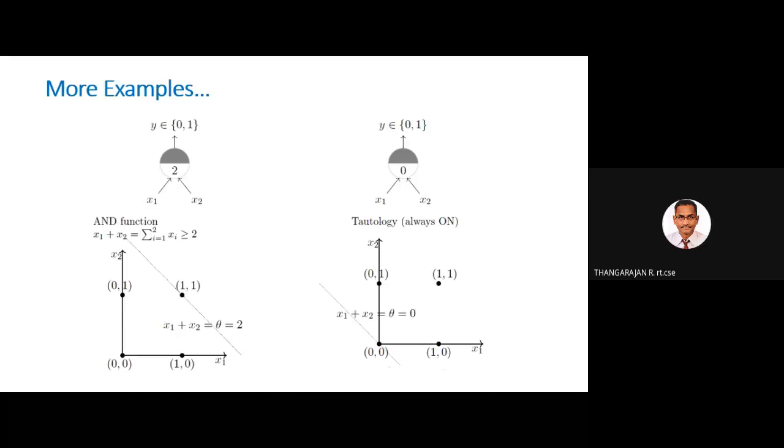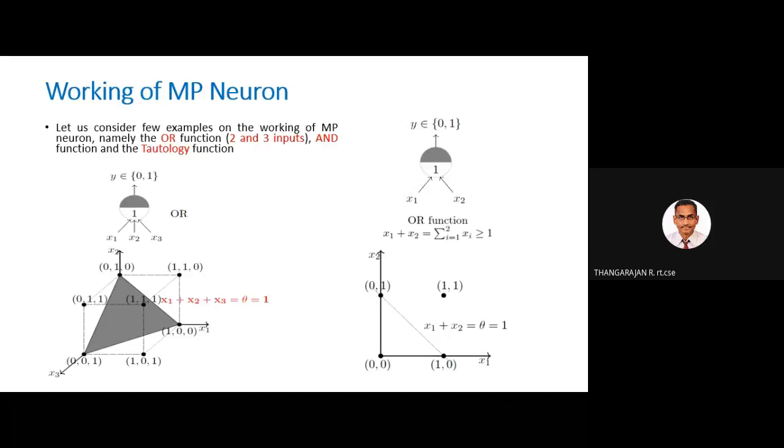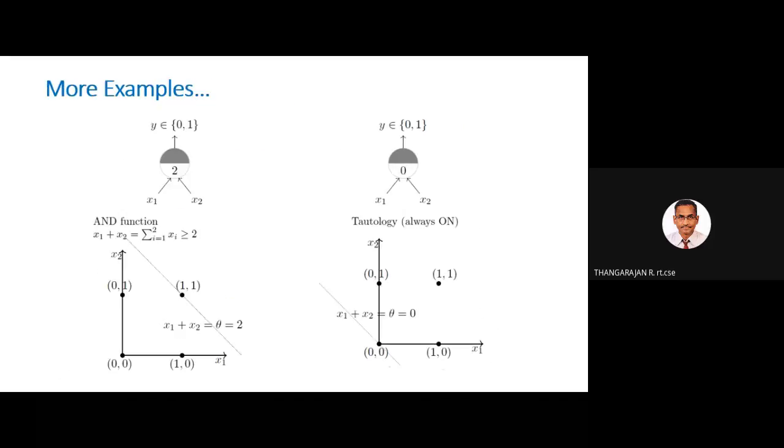If the inputs are more than 2, say if the inputs are 3, then instead of a line, we get a plane. If inputs are more than 3, then we get a hyperplane. We cannot visualize a cubical structure in more than 3 dimensions. So in that case, we call it a hypercube and a hyperplane.